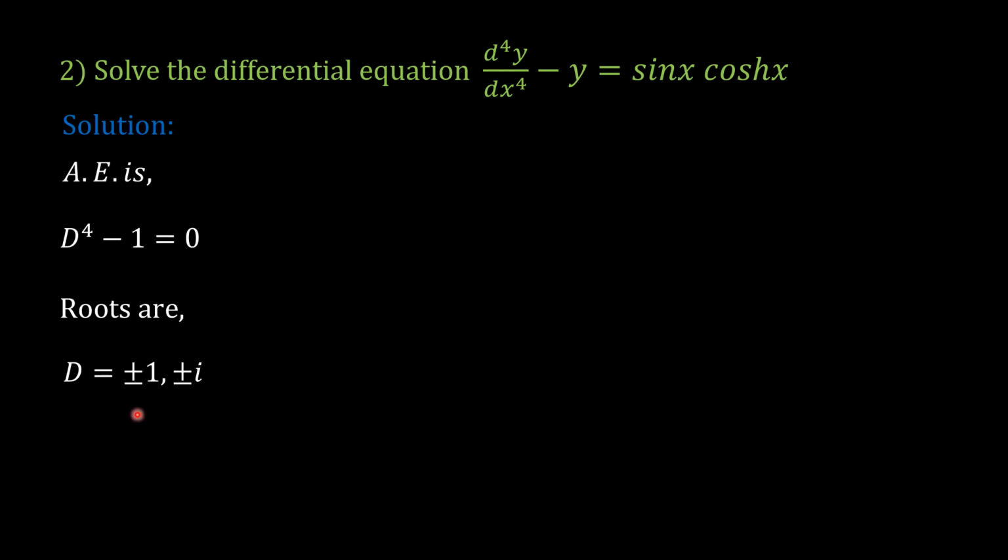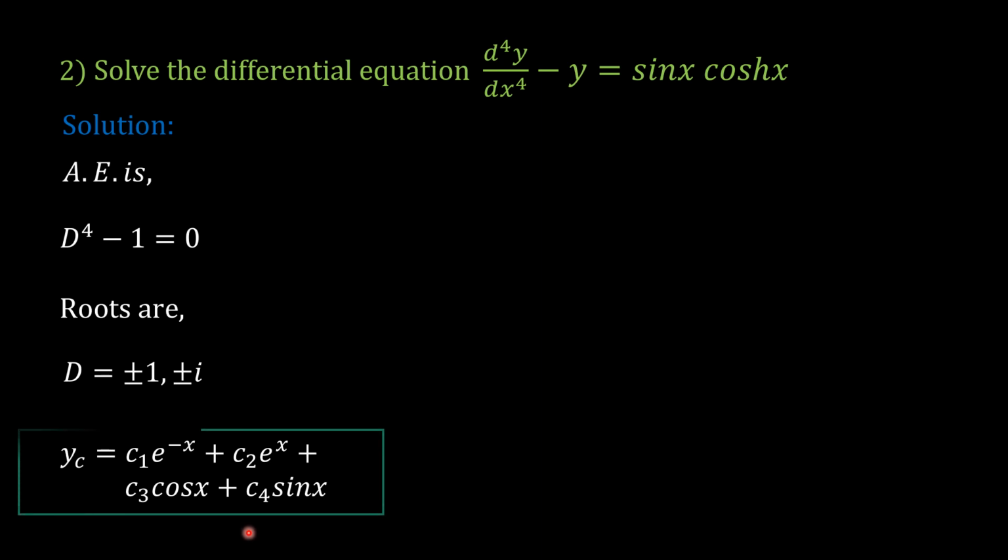Therefore, depending upon the nature of these roots, we can write the complementary function as, for the real roots, c1 e raised to minus x plus c2 e raised to x, plus for the complex root with alpha real part equal to 0, c3 cos x plus c4 sin x. So this is the required complementary function.